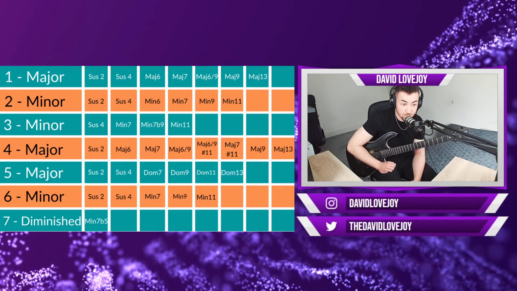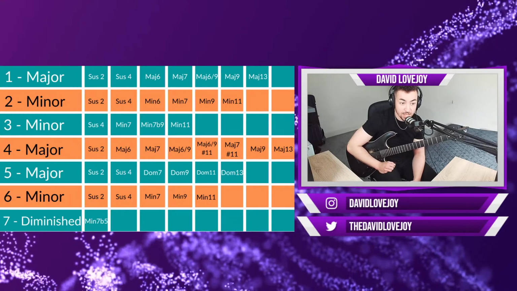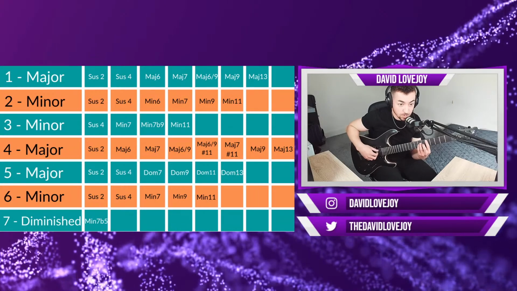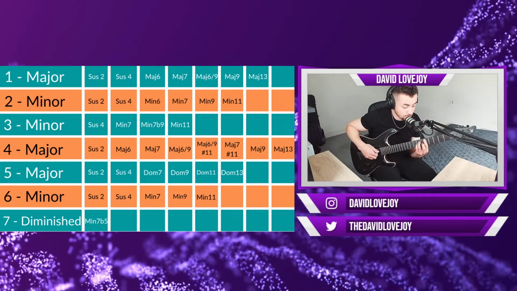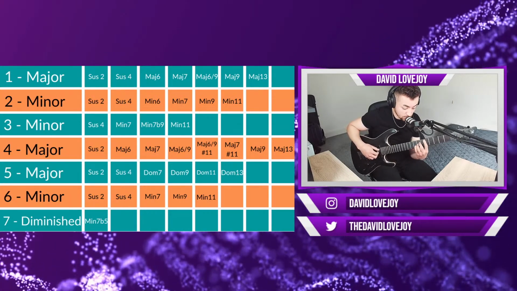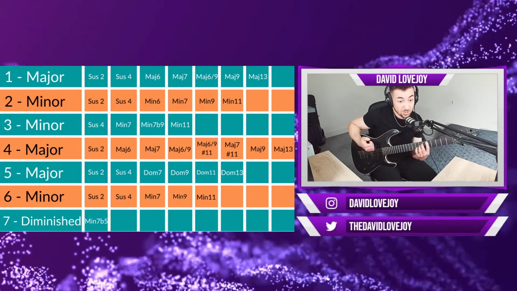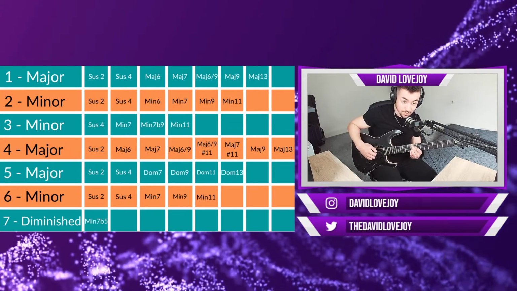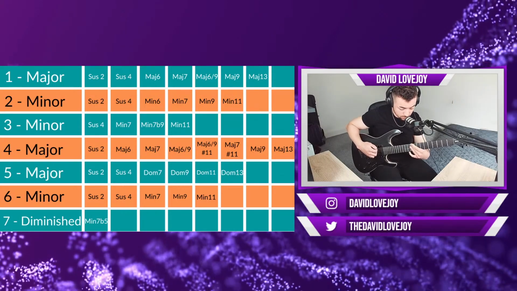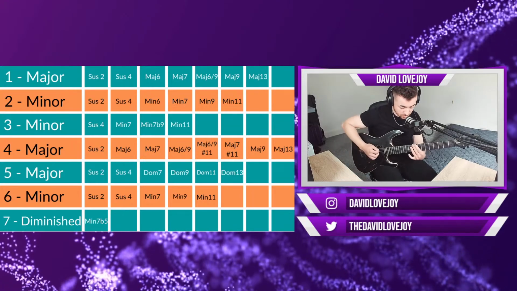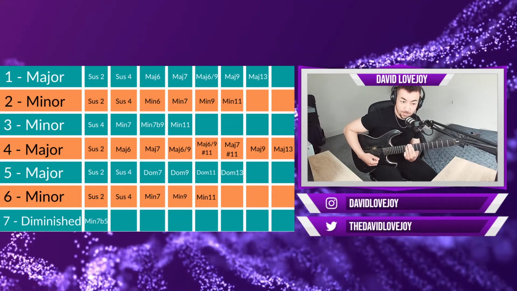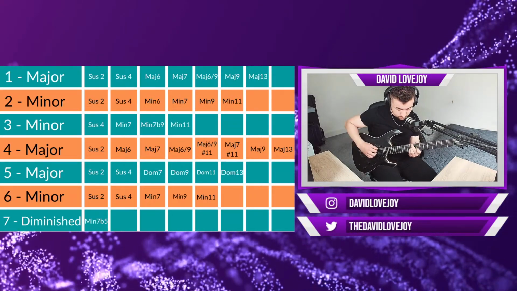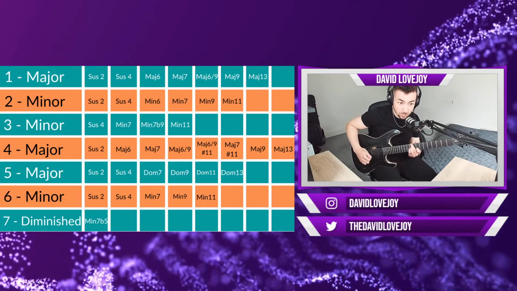So chord 2 is our starting chord, D minor, and as you can see, we could play a sus2 chord instead of a minor chord, so I'm going to play a D sus2, D sus4, we could play a D minor 6, D minor 7, I'm going to grab my pick, D minor 9, and we could also play a D minor 11. That one sounds quite nice.